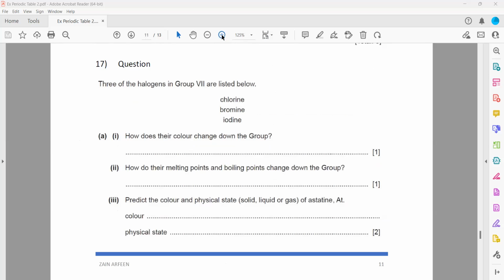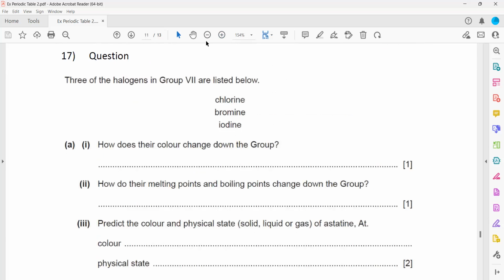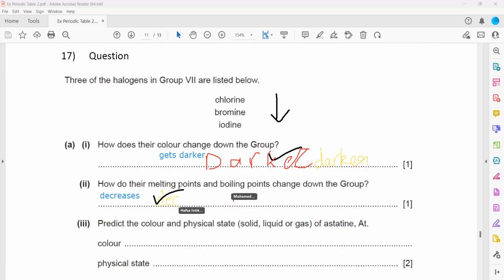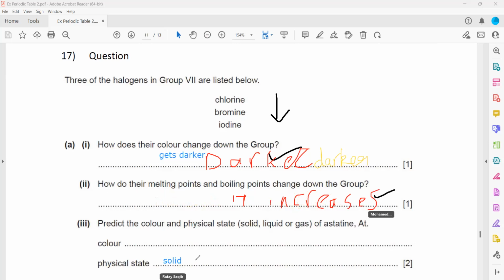Question 17: three halogens of group 7 are given: chlorine, bromine, and iodine. How does the color change? It's a similar question. It gets darker. How do the melting point and the boiling point change as we go down? No, it's group 7. In group 7, melting and boiling points increase as we go down. For group 1 it decreases, but this is about group 7. Then predict the color and the physical state of astatine. It's a solid. And what is the color? It's black.